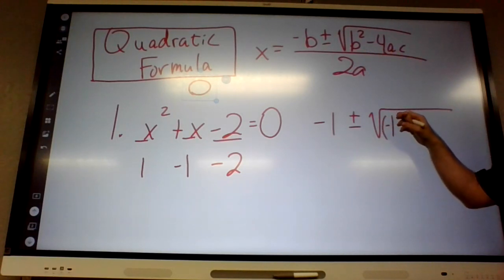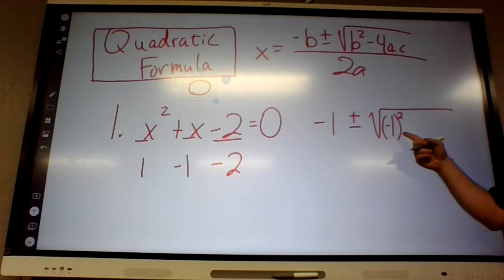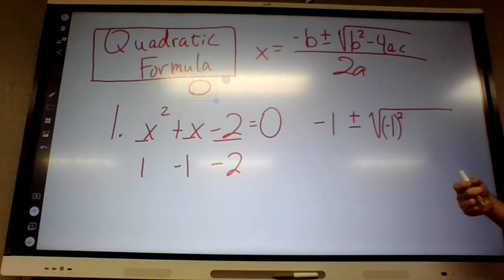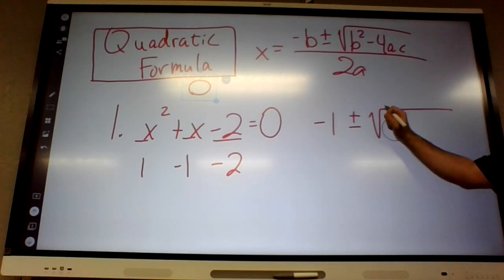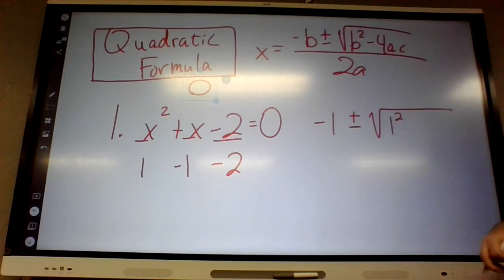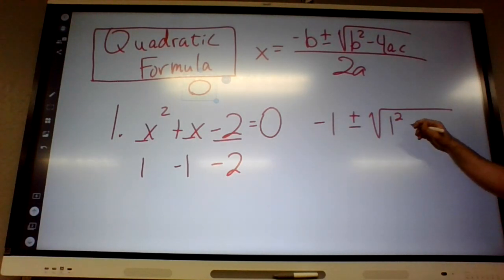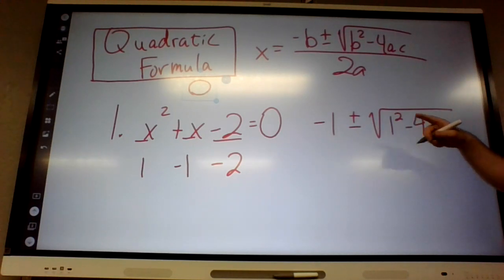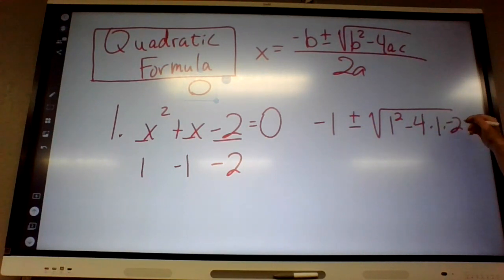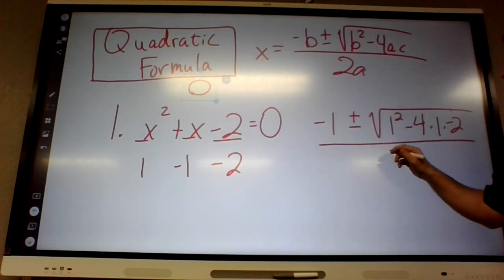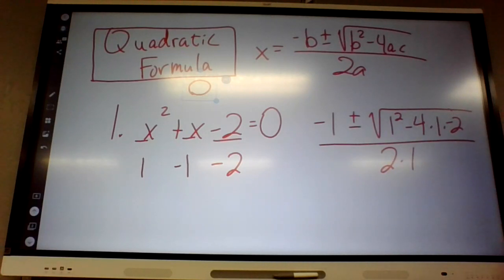So if you're going to put this in the calculator, you're either going to need to do this part in your head, or you're going to have to use parentheses. Because anything squared should come out positive. If you don't put parentheses, you might get it wrong. But if it's already positive, it doesn't really matter, because it's going to come out positive 1 either way. Alright, so minus 4 times A times C all over 2 times A.